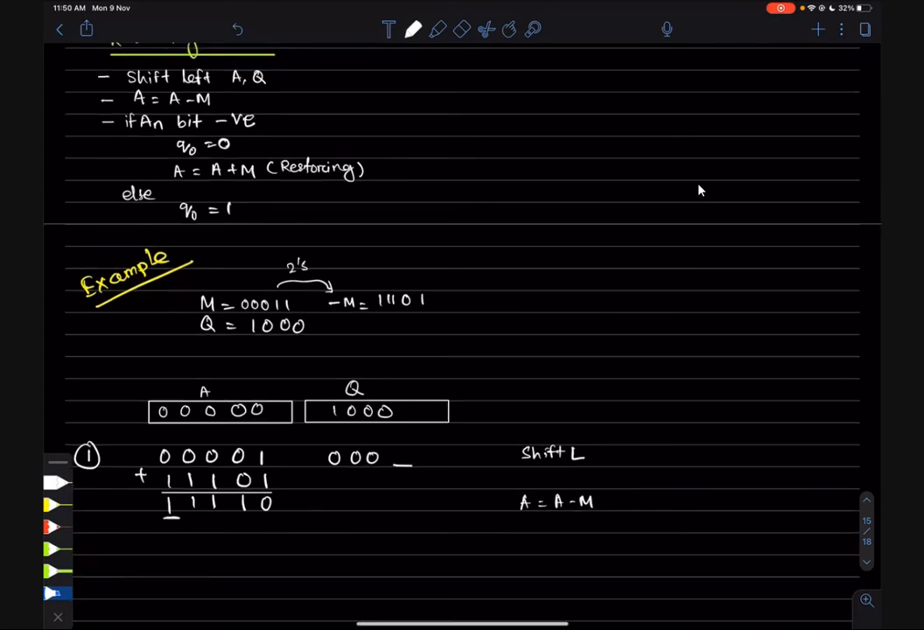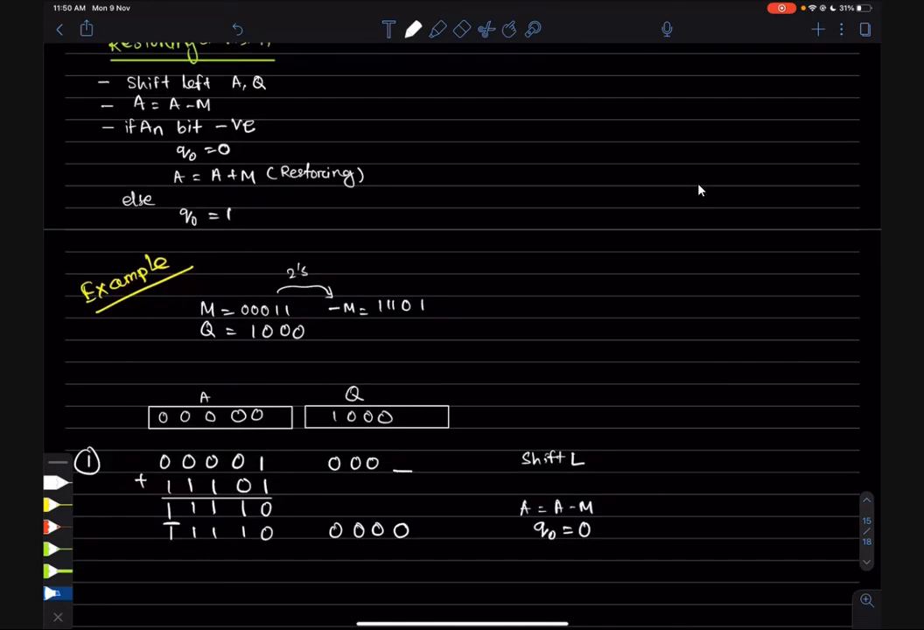Now we will check the an bit. This is your an bit. In this step of the algorithm, we are checking if the an bit is negative or positive. An bit is 1 means an is negative. So the q0 bit value will be 0. Now we copy it: 1 1 1 1 0 0 0 0, and the q0 bit is also 0. This is the if part being executed, so we have made q0 bit equal to 0.